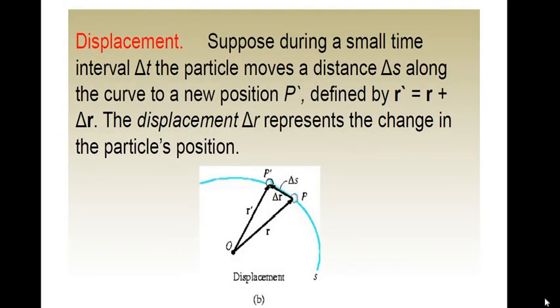Next one is displacement. Suppose during a small time interval del t, the particle moves a distance del s along a curve to a new position P dash, defined by r dash is equal to r plus del r. The displacement del r represents a change in the particle's position, as shown in the figure.